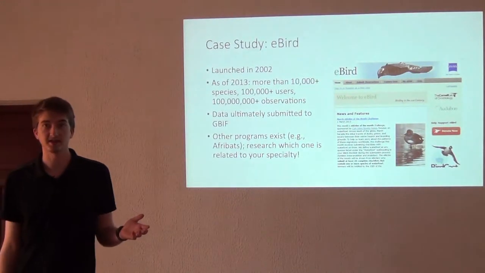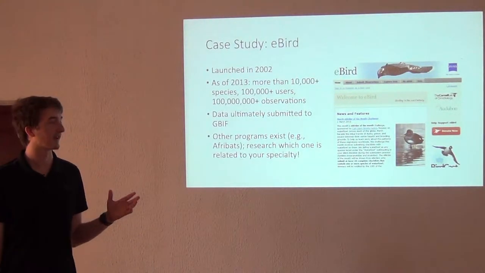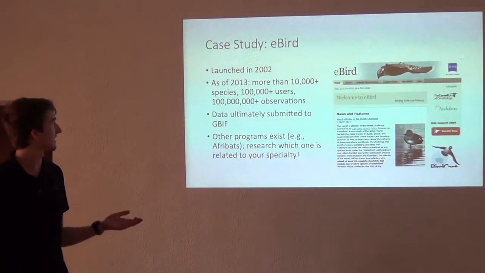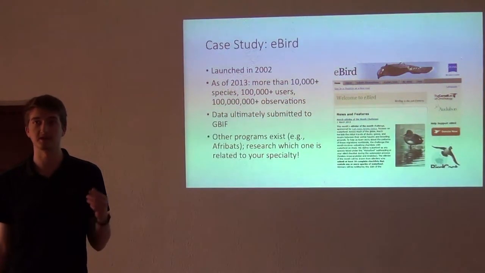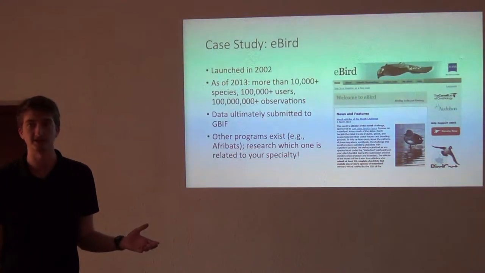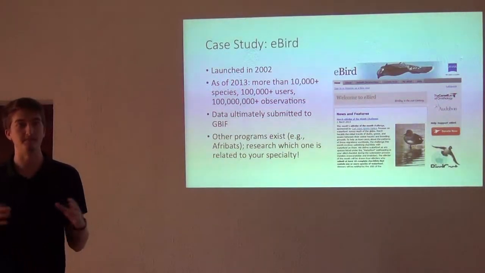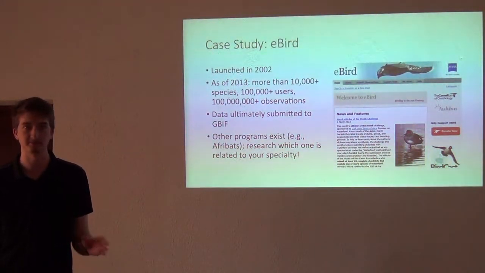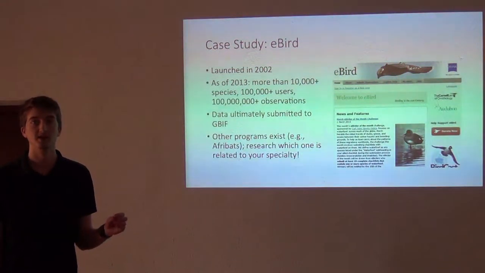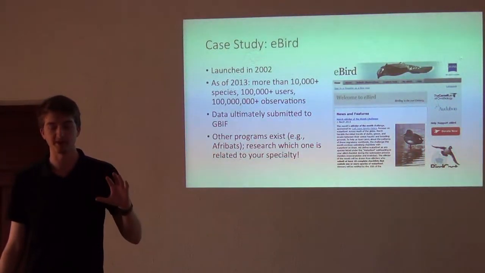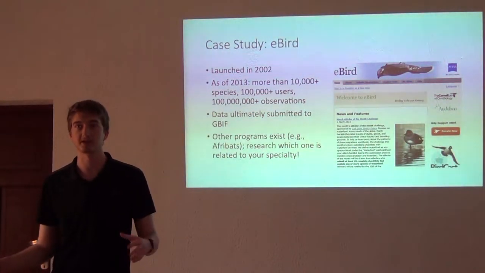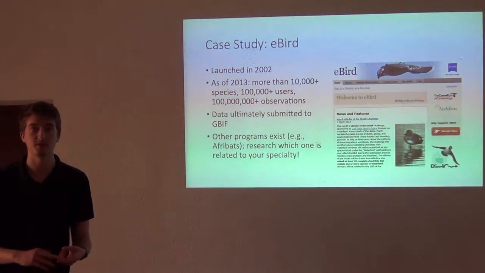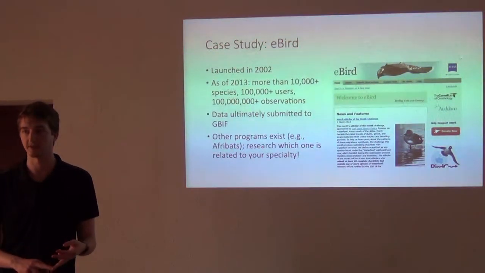So this is a case study using eBird. eBird is a recent website. It was formed in 2002, and as of 2013, there are 10,000 species, 100,000 users, and over 100 million observations of birds from around the world. So this is just a massive data set. And if you look at GBIF, I think eBird might be the single biggest contributor of locality records to GBIF. It's just this amazing place where everybody who knows birds and who enjoys watching birds can submit their observations and have them count towards science by recording how many of them there were, where they were, and you can even make notes about their behavior.